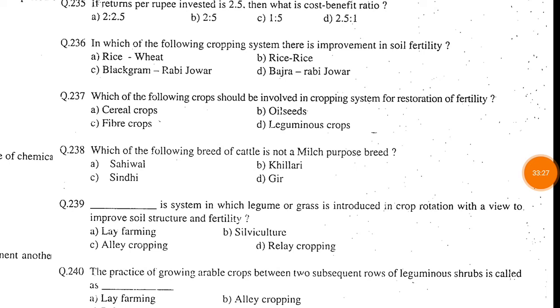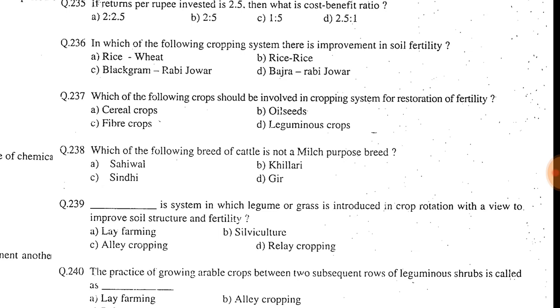Question number 236. In which of the following cropping systems is there an improvement in soil fertility? Black gram, rabi jowar. 237. Which of the following crops should be involved in a cropping system for restoration of fertility? Leguminous crops. 238. Which of the following breeds of cattle is not a milch purpose breed? Khilari.